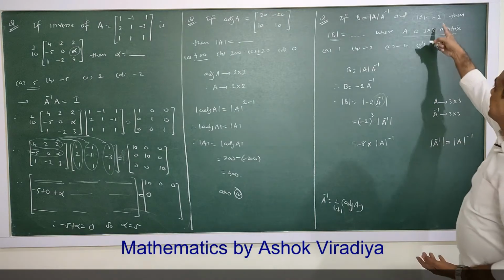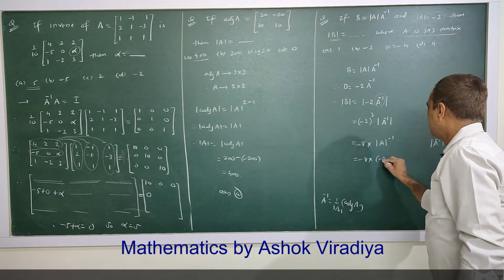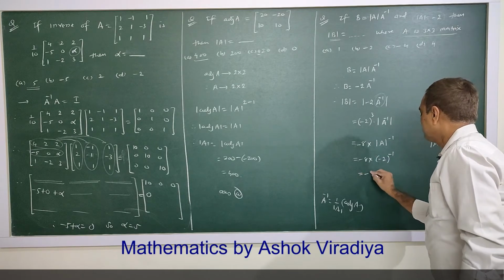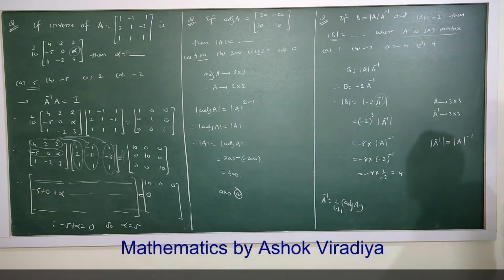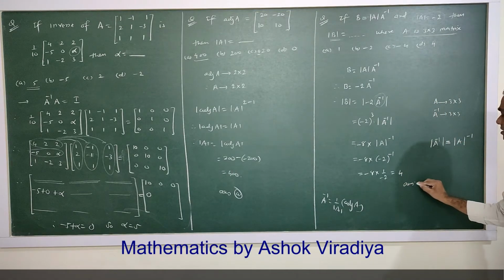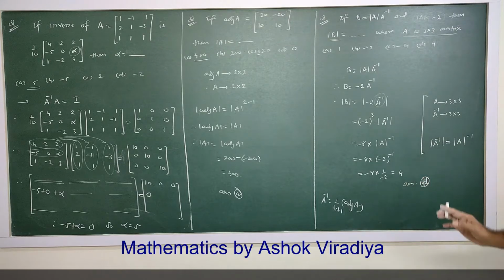Now again this is minus 2, so minus 8 into minus 2 raised to minus 1. So minus 8 into 1 upon minus 2, so value is 4. So answer is D. So this is the method.